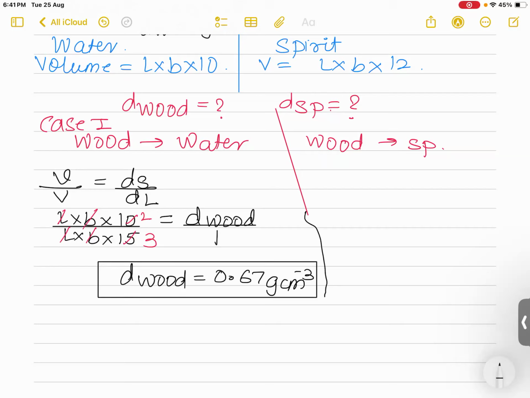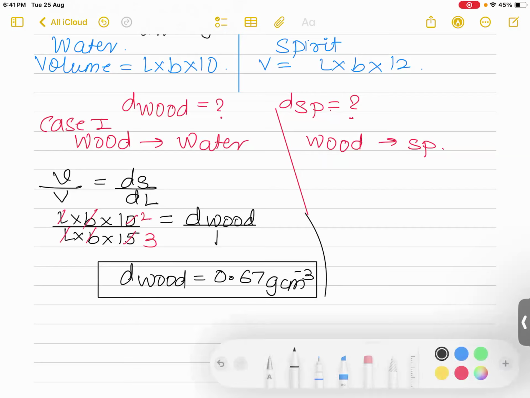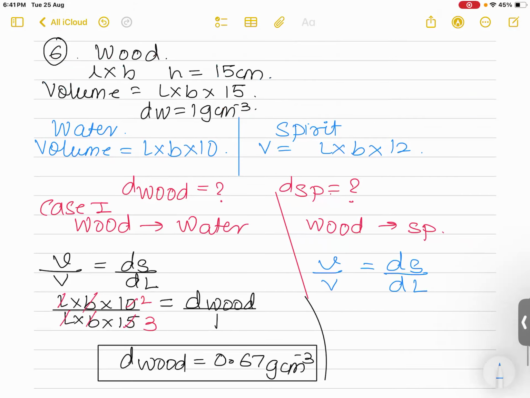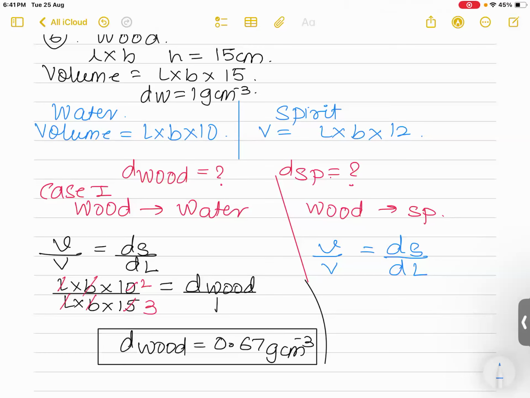Now, Kian will help us to solve the second part. How will we calculate the density of spirit? Can we use the same formula? Yeah. So small v upon capital V is equal to density of solid upon density of liquid. Now, when it was dipped in spirit, how much portion was inside the spirit? The volume was L into B into 12. What is the total volume of the cube? It is L into B into 15. Density of solid is 2 upon 3 or 0.67.